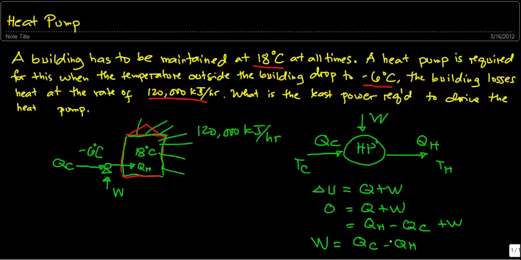Now, when we want to calculate for minimum work, kabalo ta QH. So ang QH is 120,000 kilojoules per hour. But QC, wala tayo idea kung unsa na ang QC. So think of the Carnot efficiency.